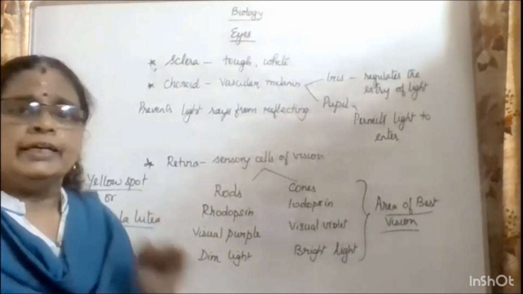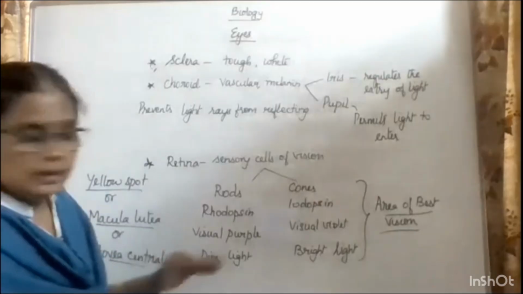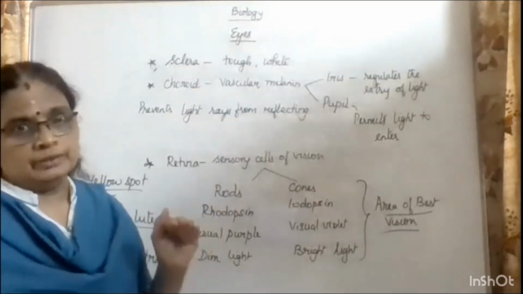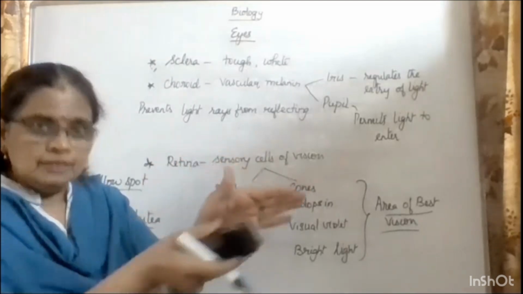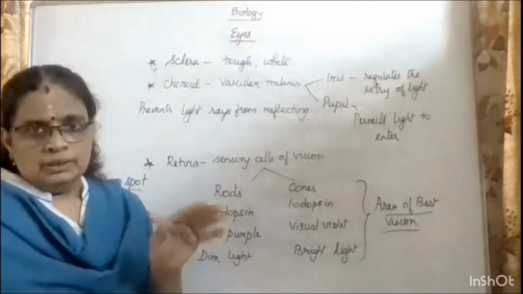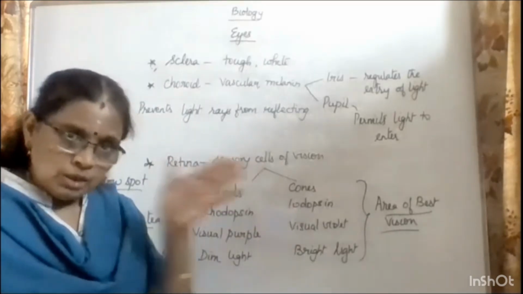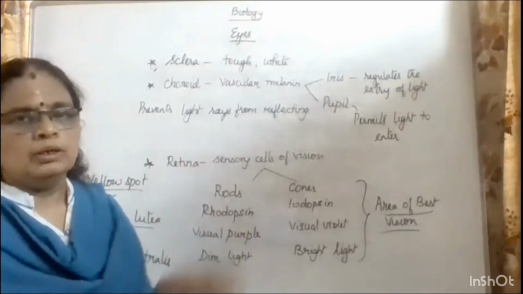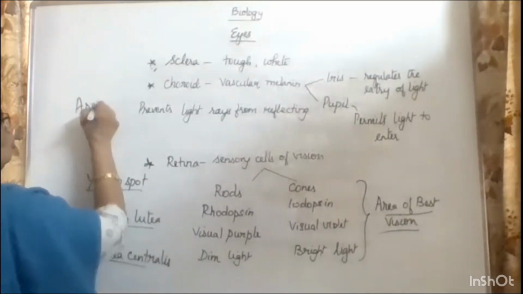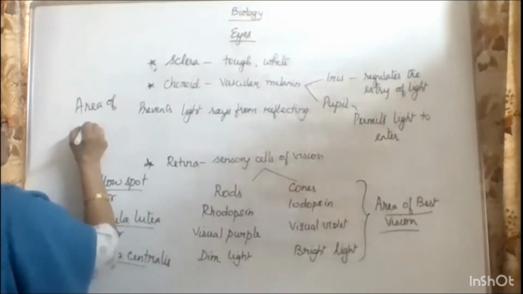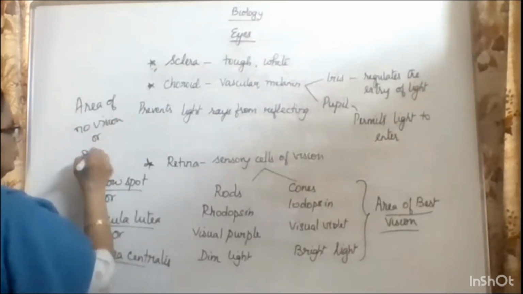So there should be an area of no vision. The area of no vision is also there on the retina at a certain point. When the optic nerves are emerging from the eyeball, the point at which the optic nerve goes out of the eyeball, we have a point known as the area of no vision. That is known as the blind spot.